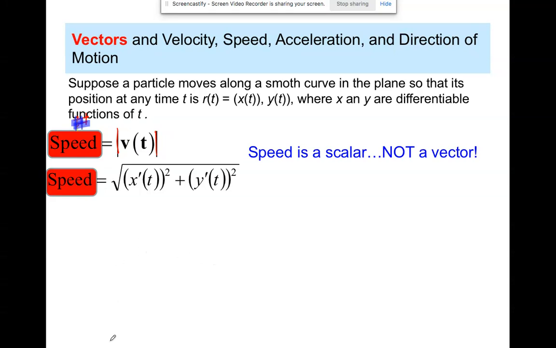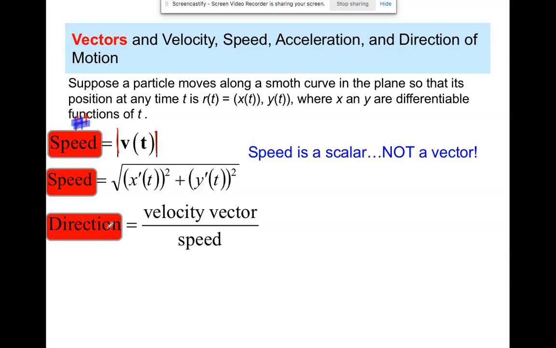But there's your speed. Now direction, you aren't often asked for the direction on the AP exam. We may ask you on a quiz or a unit test, but I can't remember seeing direction asked on a free response or multiple choice of AP. But it is just your velocity vector divided by speed. So you do get a vector out of this because you are taking a vector and dividing it by a number.